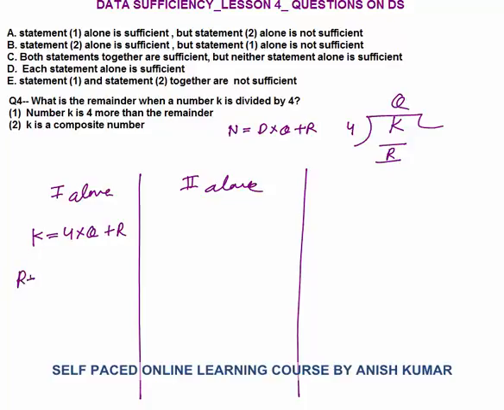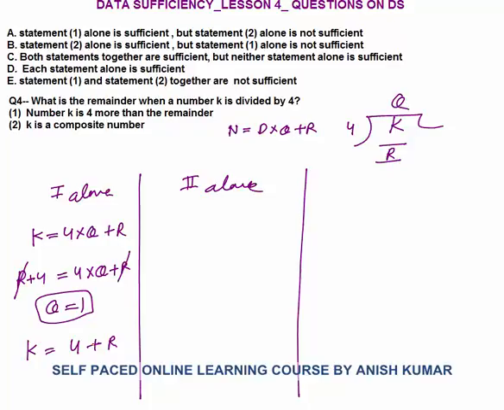K is r plus 4, 4 more than the remainder. So this is 4 into q plus r. R and r got cancelled. You will get q is equal to 1. Put the value of q, and you will get k is equal to 4 plus r.